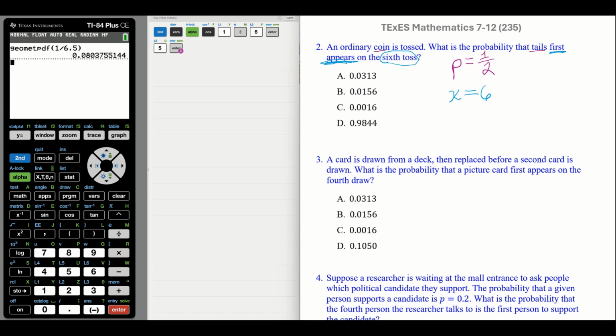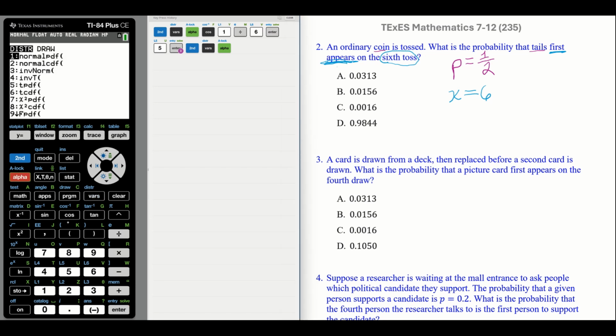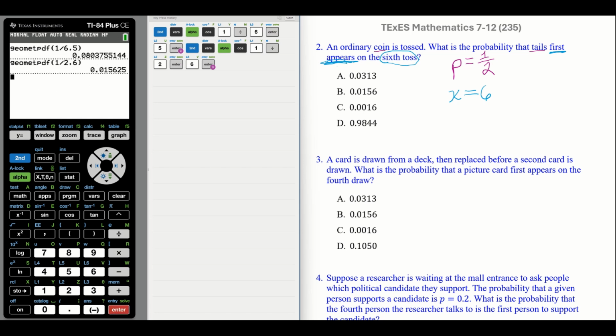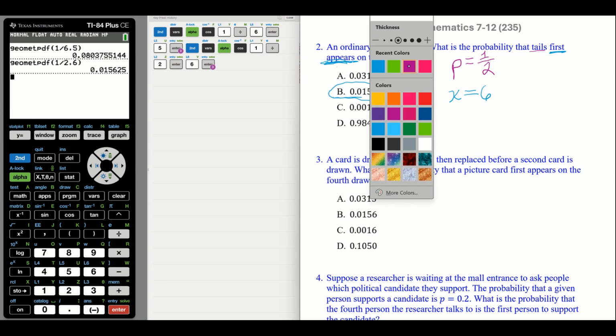So in our calculator, we have second, vars, alpha, cosine. We have a tossing of a coin. That's 1 out of 2. Enter. We want 6 of them. Enter again. And we do not have to round, so B will be our correct option.